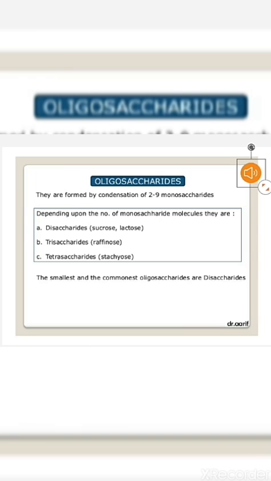Oligosaccharides are made by the combination of monosaccharides. On hydrolysis, they give a number of monosaccharide units. Disaccharides provide 2 monosaccharide units on hydrolysis, trisaccharides give 3 monosaccharide units, and tetrasaccharides give 4 monosaccharide units, and so on. Oligosaccharides generally contain 2 to 9 units of monosaccharides.